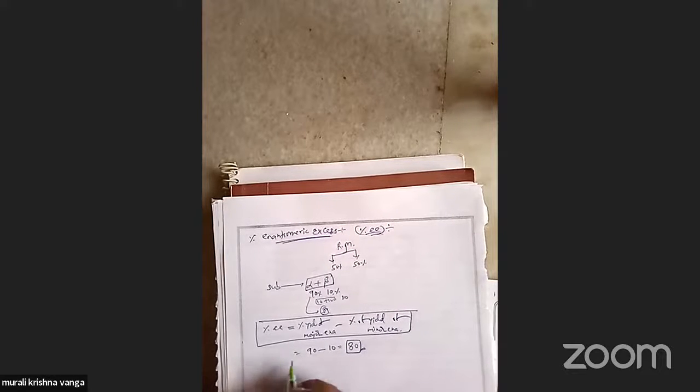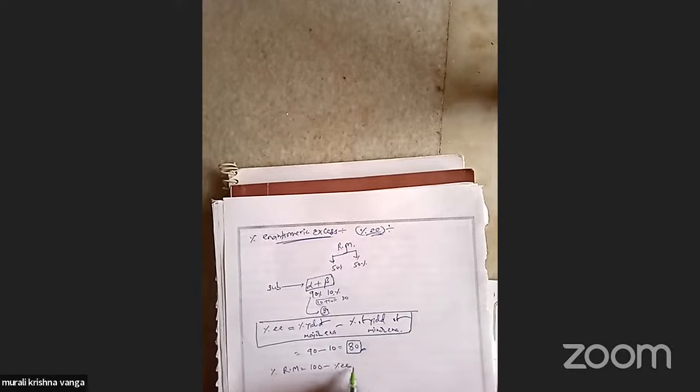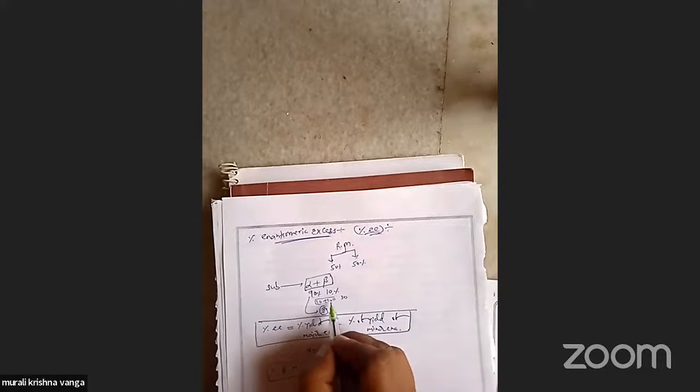So we can calculate the percentage of racemic mixture. Percentage of racemic mixture is 100 minus percentage of enantiomeric excess. So in this case, how much percentage of enantiomeric excess? 80. So the racemic mixture is 20, because 10 plus 10 is 20, the racemic mixture. Okay.